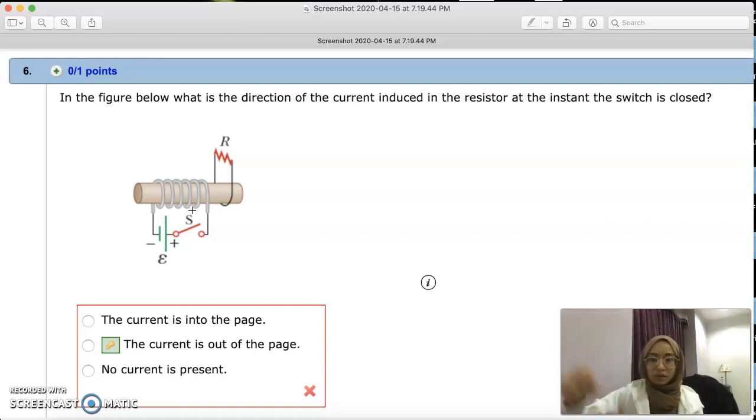Now, let's take a look back at this diagram. I said that the induced magnetic field is going to the right. Your hands go like this, right? That is your direction of current. It is going towards you. What does that mean? The current is going out of the page.